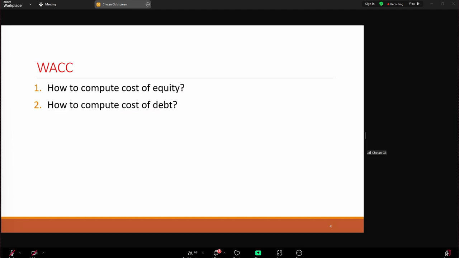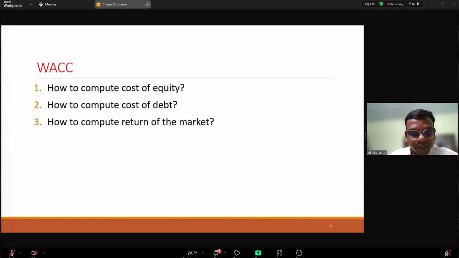Very good. So you have understood both the methods now, right? Next is how to compute the return of the market.